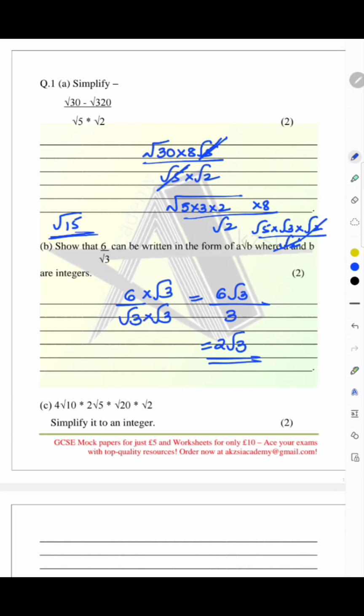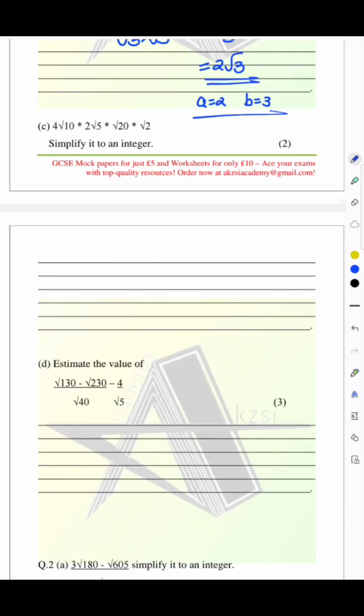So yeah, it says show that it can be written in the form a root b. We have written it, where a is 2 and b is 3. So it is written in the form 2 root 3. Part C says 4 root 10 times 2 root 5 times root 20 times root 2. So it's simply, you just have to multiply them all together and simplify.